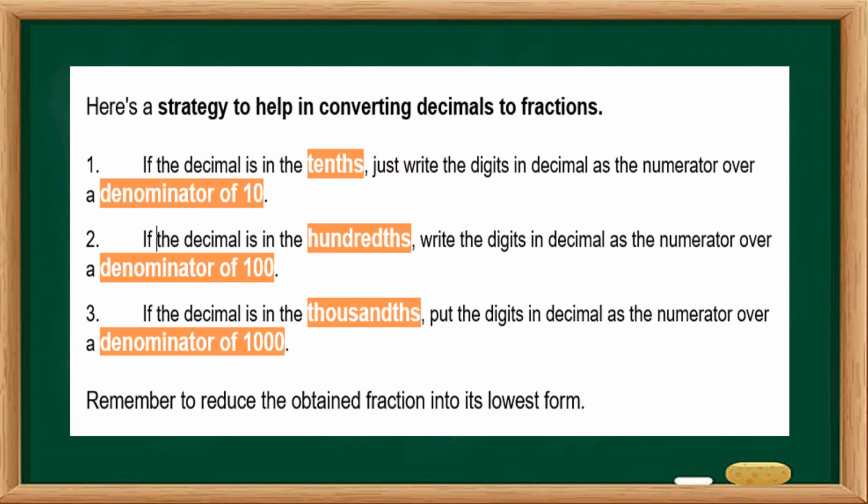Here's a strategy to help in converting decimals to fractions. First, if the decimal is in the tenths, just write the digits in the decimal as a numerator over a denominator of 10. Second, if the decimal is in the hundredths, write the digits in the decimal as the numerator over a denominator of 100. Third, if the decimal is in the thousandths, put the digits in the decimal as a numerator over a denominator of 1000. Remember to reduce the obtained fraction into its lowest form.